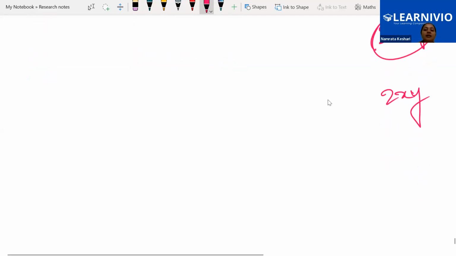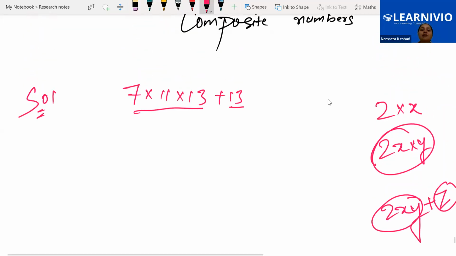And if I add a number with this 2xy, if I add z, now here we have one term and another term, two terms. That's called binomial. Have you done that? Have you seen this monomial, binomial, trinomial? Yes, ma'am. Yes.